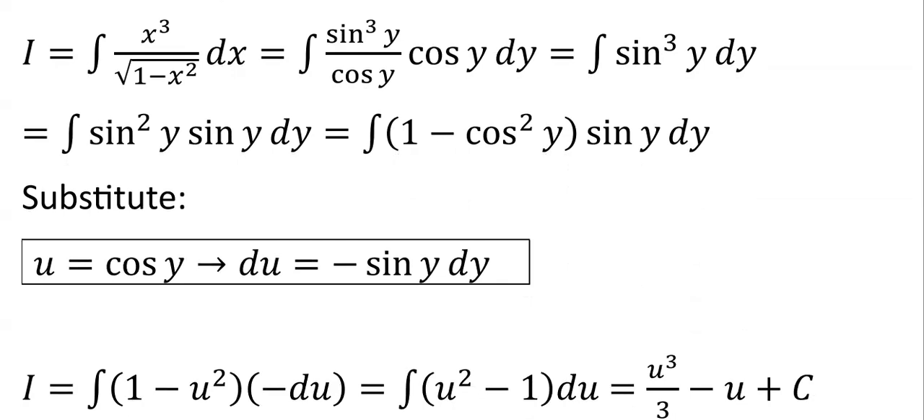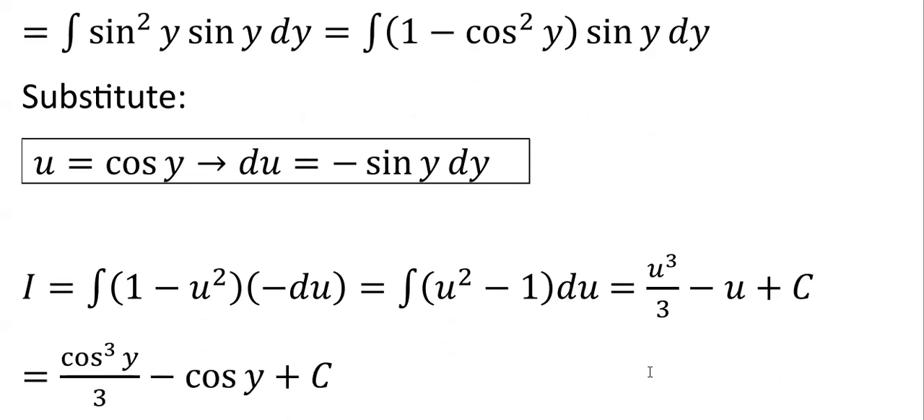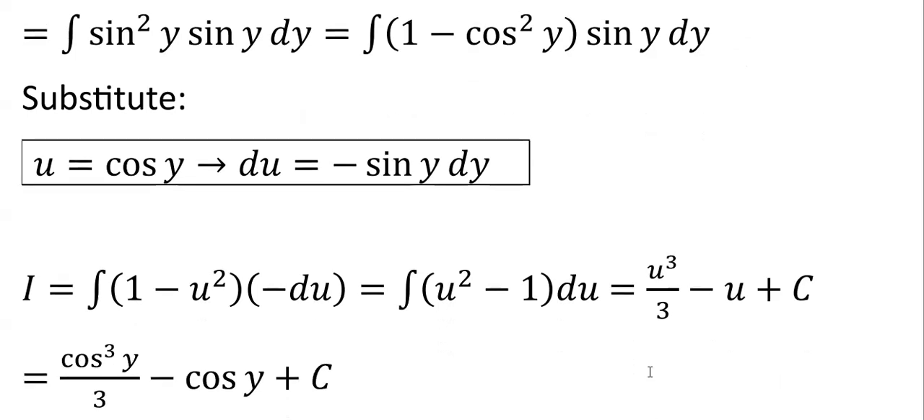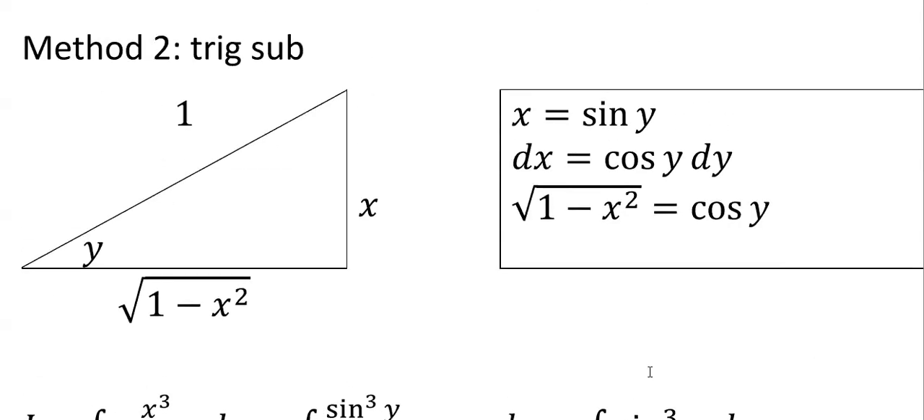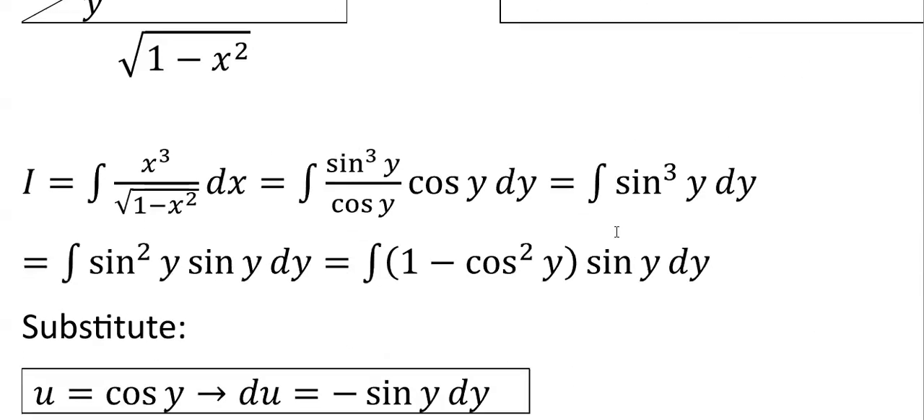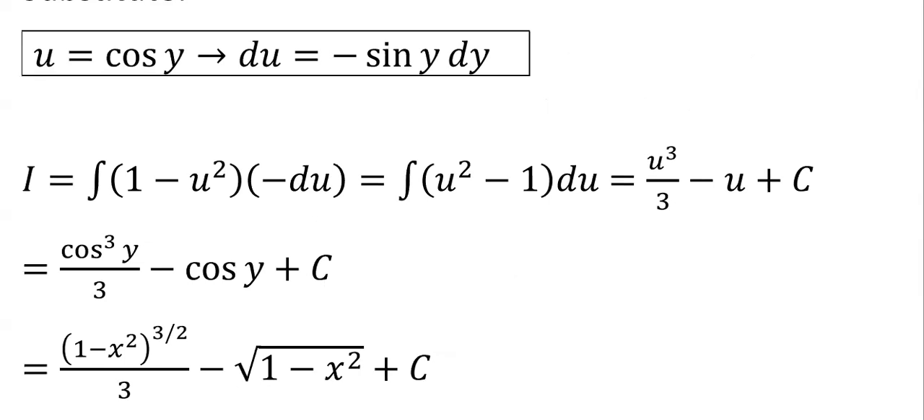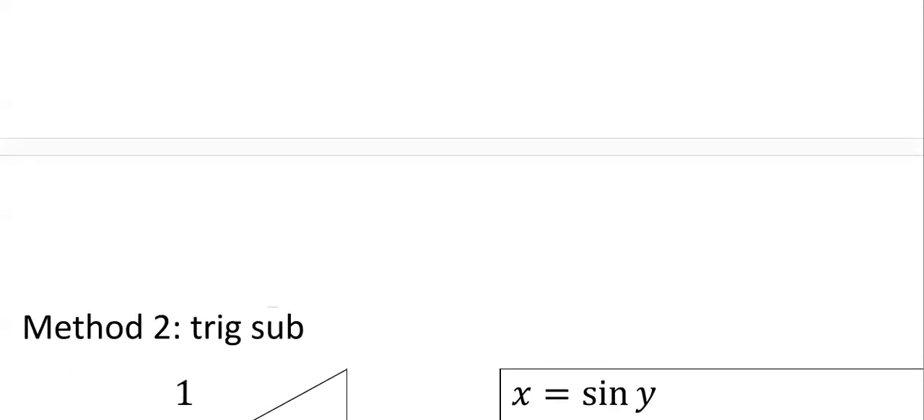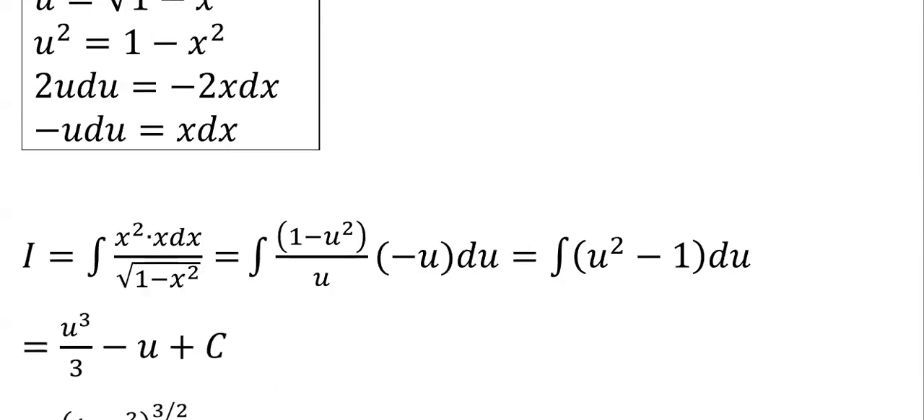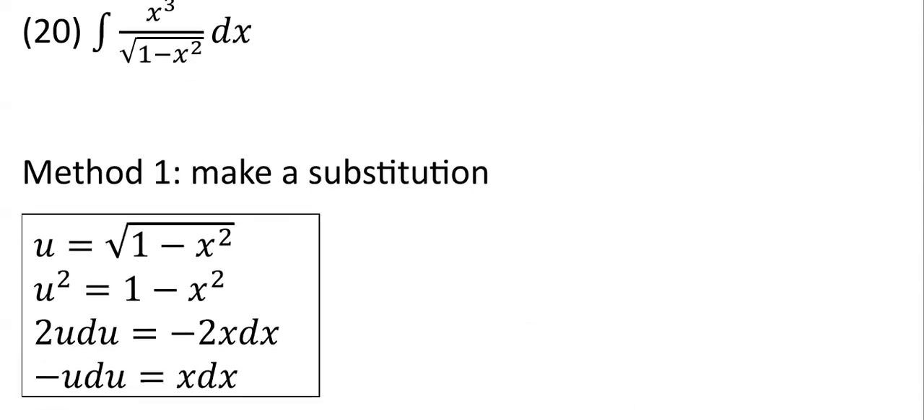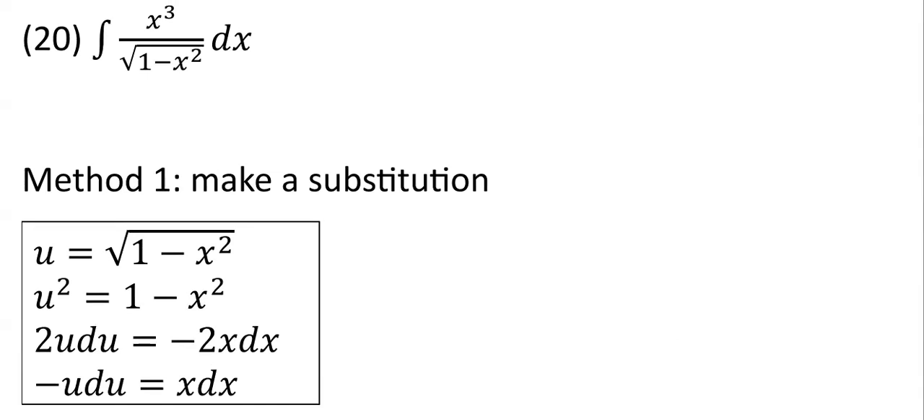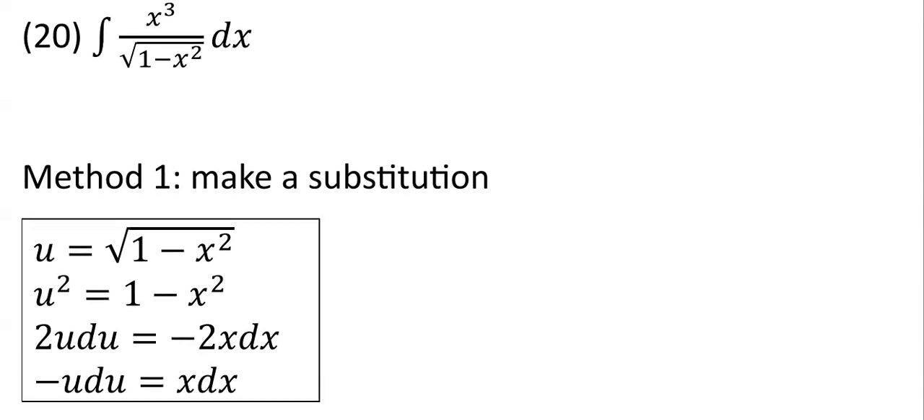All right, except in method one, we directly back substituted. Here we got to back substitute twice. So u is cosine y. Okay. Now what is cosine y? Cosine y is square root of 1 minus x squared. And we get exactly the same answer. Not a surprise. All right, so basically, the more efficient method, especially in a time test, was to use a substitution, but maybe that was not quite as obvious. So a trig sub could have definitely worked as well, as you just saw.